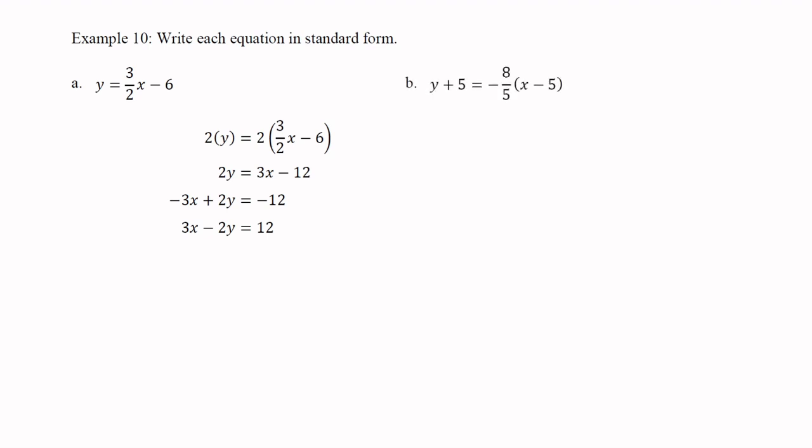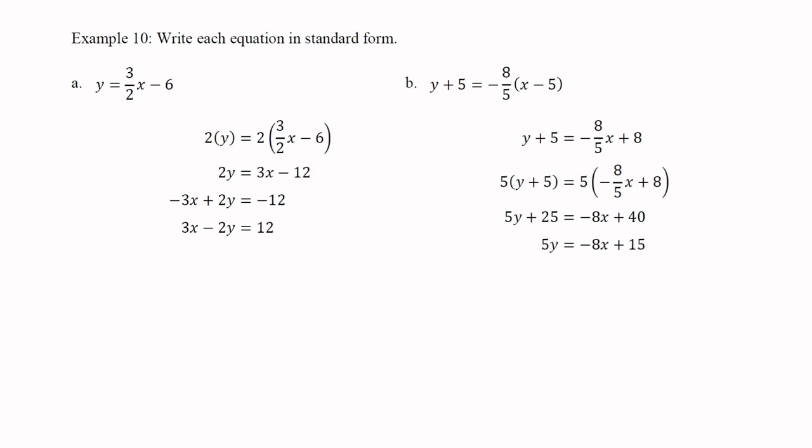Now let's take a look at an equation in point-slope form. We're going to start by distributing our negative 8/5 through the parentheses. So that gives us negative 8/5 x plus 8. Now we need to multiply everything by the denominator. So everything gets multiplied by 5. So that gives us 5y plus 25 on the left side, negative 8x plus 40 on the right side.